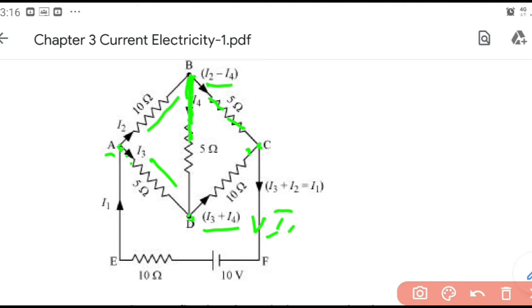So actually we need to find three currents. We need not find I1 directly, you can find I2, I3 and I4, because I1 is equal to I2 plus I3. So three unknown currents you have. To get those three unknown currents, you have to frame three equations from this circuit using Kirchhoff's voltage rule. Solving those three equations, you will get I2, I3 and I4, from which you can calculate I1. That's what the procedure is.